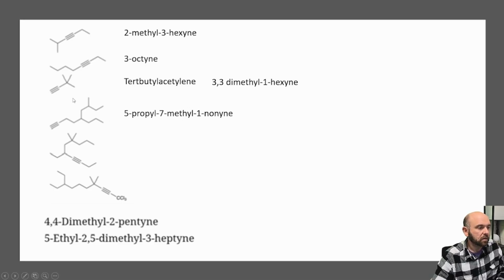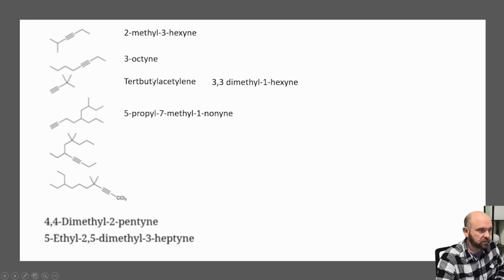The next molecule we would call 5-propyl-7-methyl-1-nonyne. The chain that we count, we start down here at the triple bond, make it number 1 because that's as low as it can get. 1, 2, 3, 4, 5, 6, 7, 8, 9, and that's the longest carbon chain we can find in that molecule. That puts the 3-carbon propyl group on carbon number 5, a methyl group on carbon number 7.